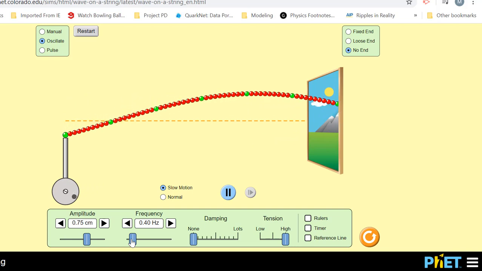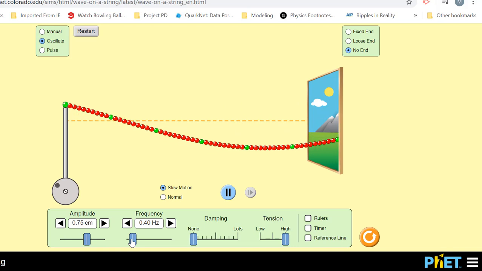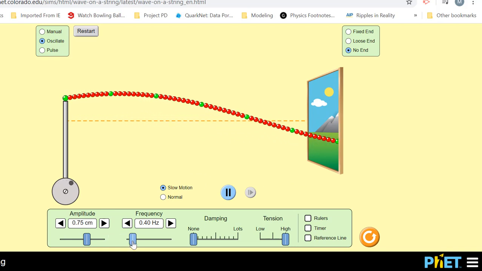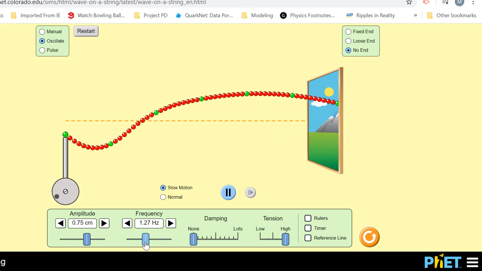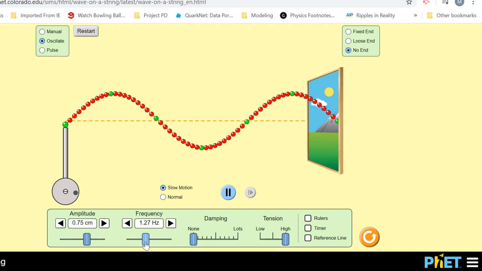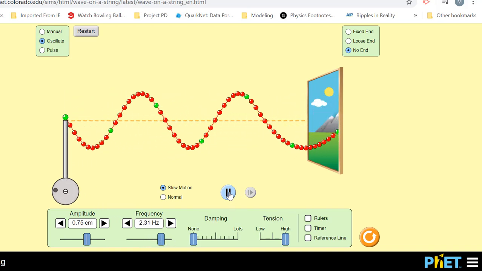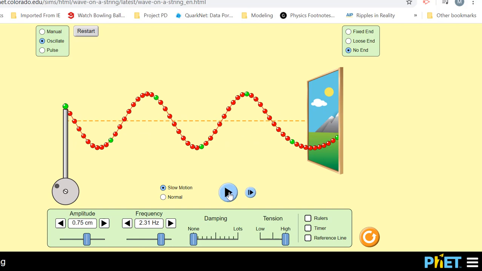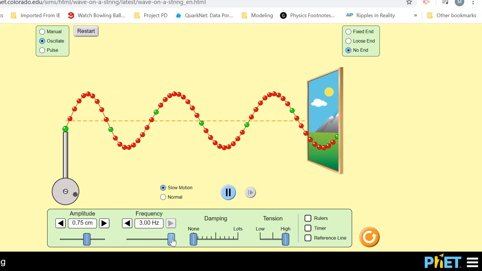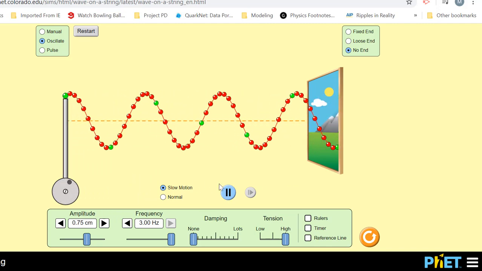But what I want you to look at now is the wavelength. So this is a very long wavelength wave. As a matter of fact, we can't see a whole wave on the screen all at once. But as you increase the frequency, what happens to the wavelength? Oh, the wavelength looks to be shorter. So if we pause this here, one wavelength would be from there to there. If we increase the frequency even more, the wavelength actually gets even a little shorter.